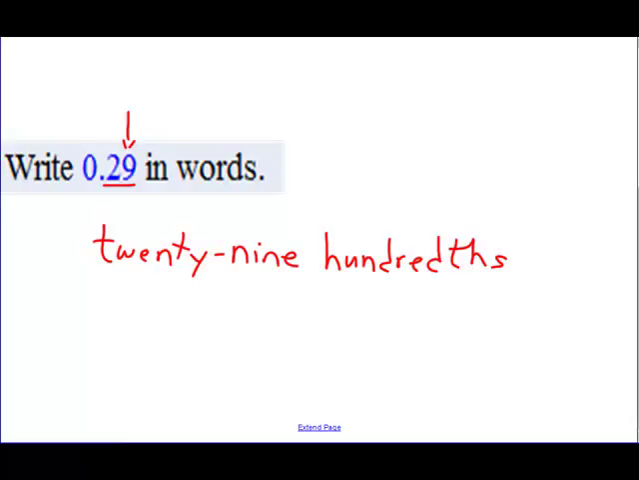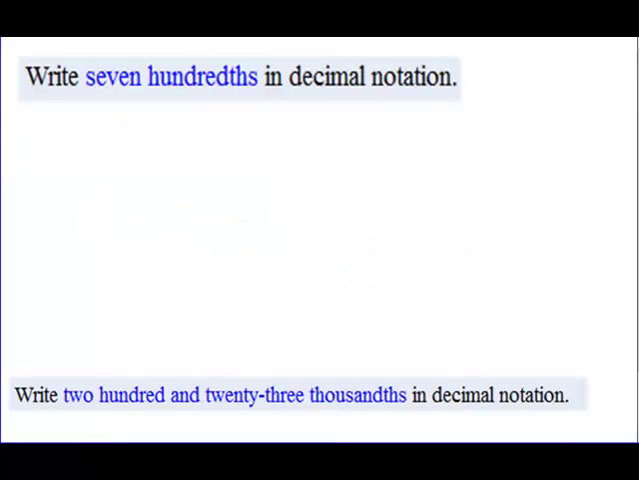So let's try going backwards. Write 7 hundredths in decimal notation. Well, there are no whole numbers, so it's 0 point, and you have to put the 0 in. Hundredths. Well, the first decimal place is the tenths. Fill that in. Second decimal place is hundredths, so that would be 0.07 in decimal notation.